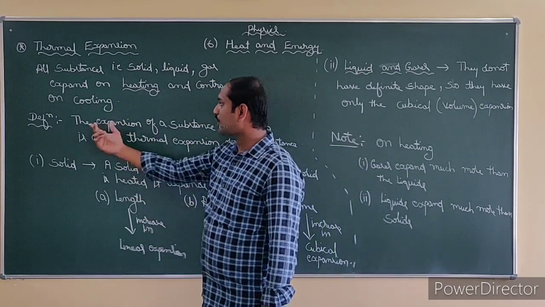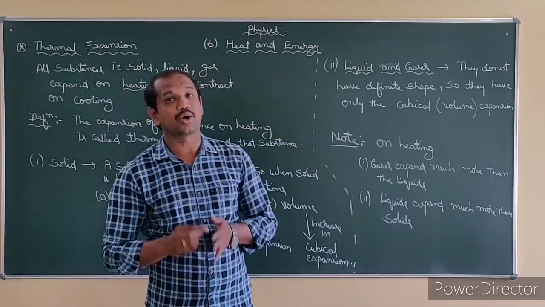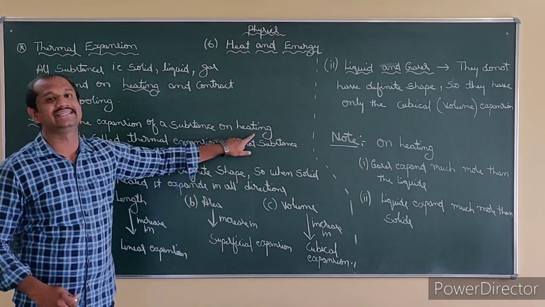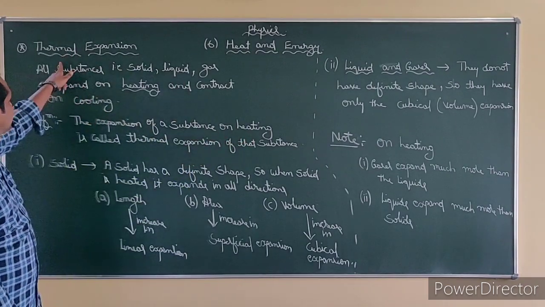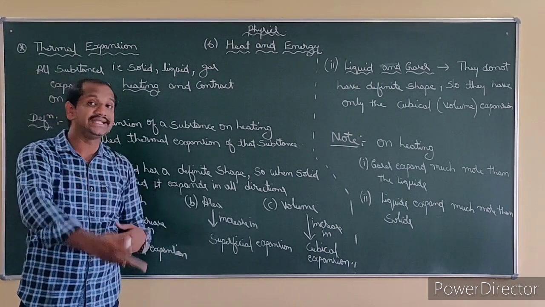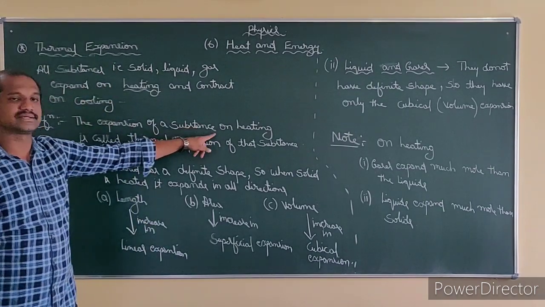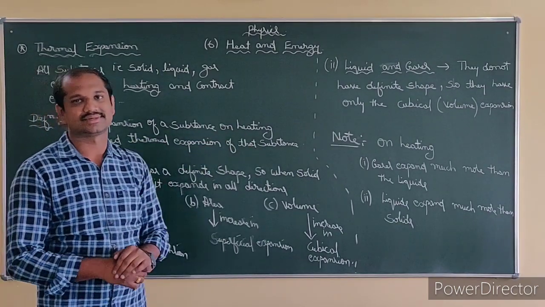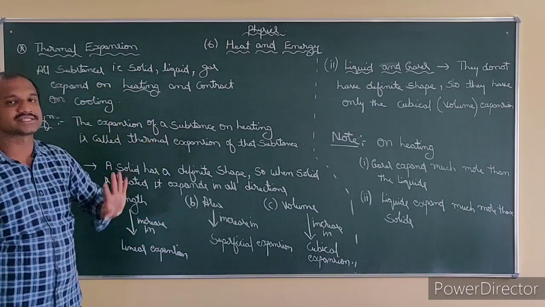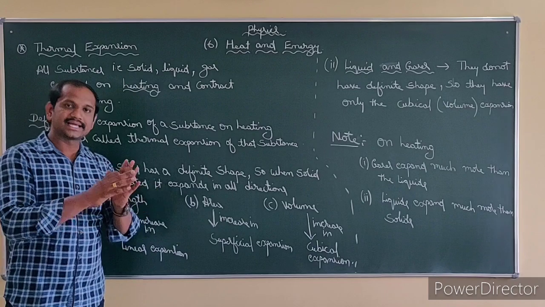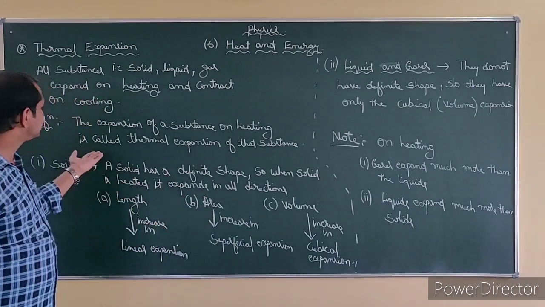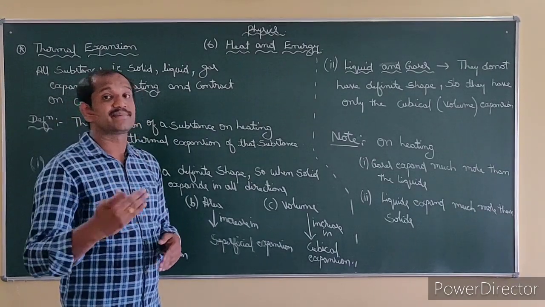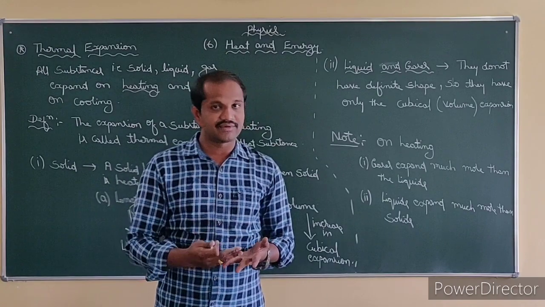Now let us see in detail. How do we define thermal expansion? It means the expansion of a substance on heating. Look here, heating is a must because we are speaking of thermal expansion on passing the heat. The expansion of a substance on heating is called thermal expansion of the substance. Understand? Just this much only. Now let us see how thermal expansion happens in solid, liquid and gas.